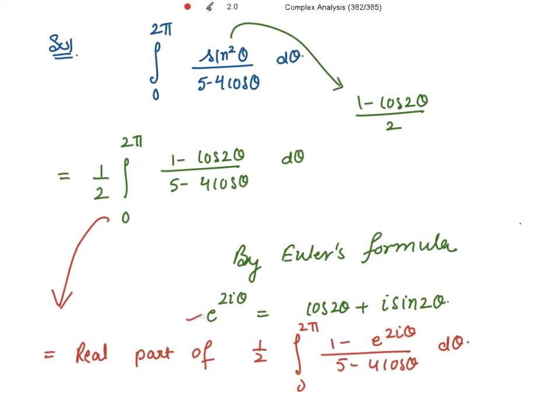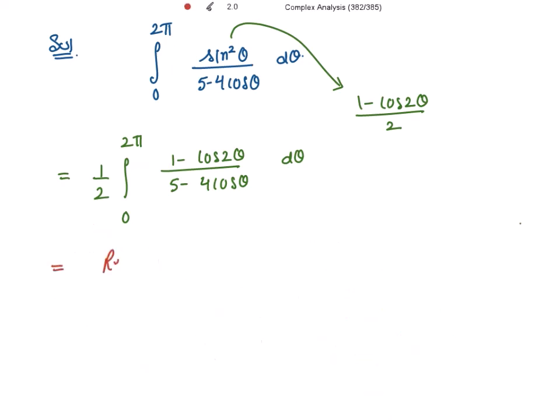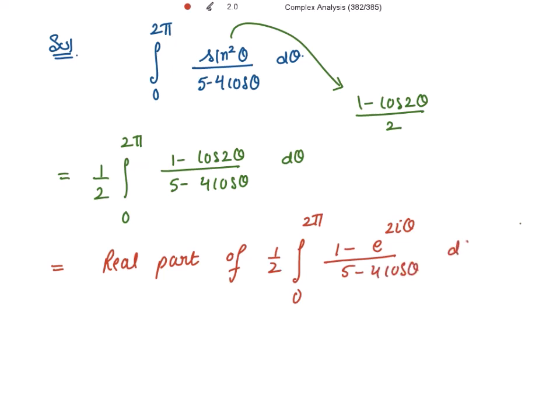Real part of this e to the power 2 iota theta is what? Only cosine of 2 theta, right? So we can write the above integral as the real part of this integral. So this integral is equal to the real part of 1/2 into the integral 1 minus e to the power 2 iota theta divided by 5 minus 4 cosine of theta d theta, right? And now here we have to put z equal to e to the power iota theta so that we can get dz equal to iota e to the power iota theta d theta.